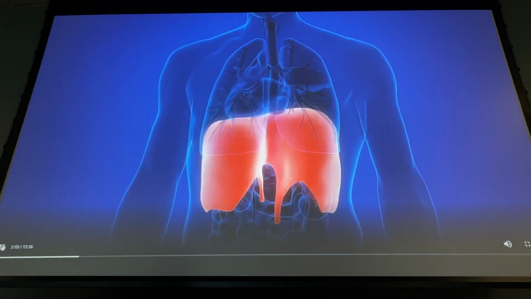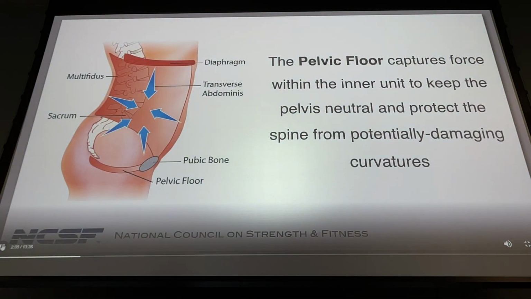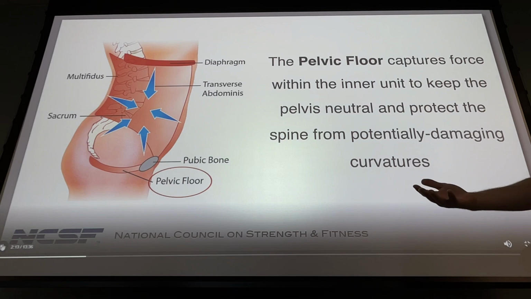And also acts as a stabilizer on top of having to breathe 20,000 times a day, within the inner unit to keep the pelvis neutral and protect the spine from potentially damaging curvatures. Pelvic floor, something really important for mothers especially. So my wife has to practice pelvic floor exercises because that area gets really loose and lax after pregnancy. You actually have to prepare that muscle tissue before pregnancy and then also work on it after pregnancy because of the effects of pregnancy.